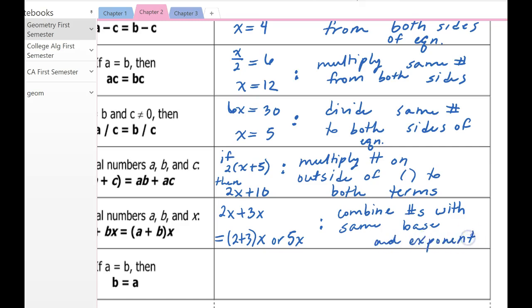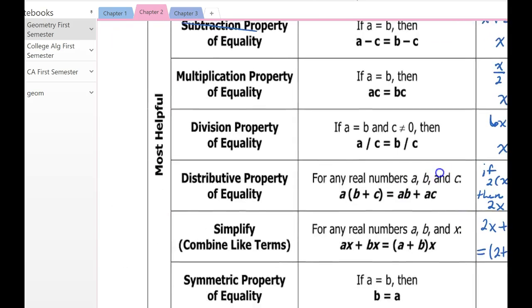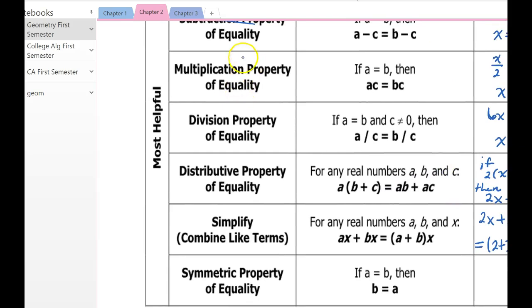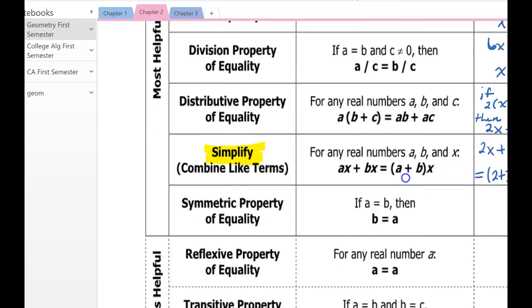This is the one that some people really get tripped up on, just because it's not really a property that you're doing to both sides of the equation, it's just called simplify. If you look at the properties, notice that all of these are property of equality, property of equality, property of equality. Just means it's a property that's done in an equation to both sides of the equation. Whereas simplify, it can be done on one side of the equation. Just means whenever you see like terms together, add them.